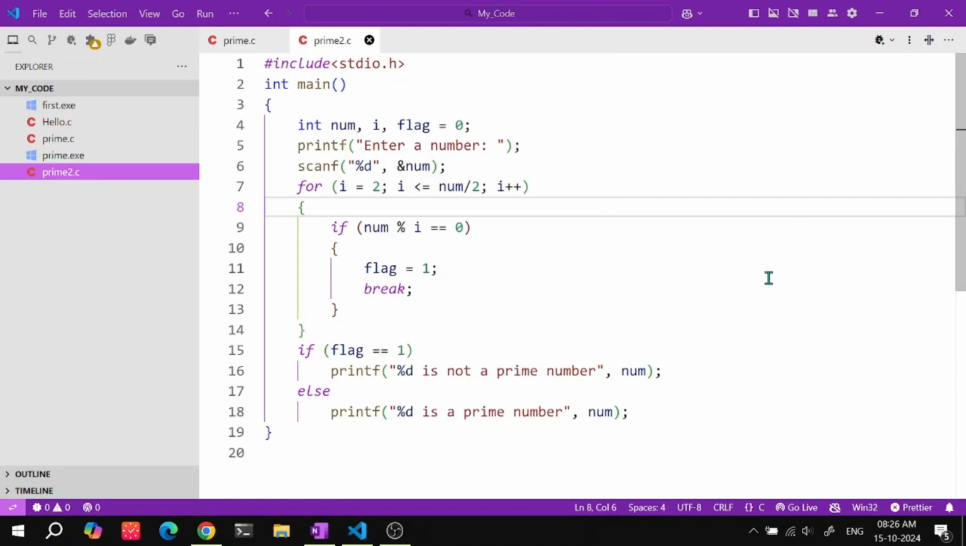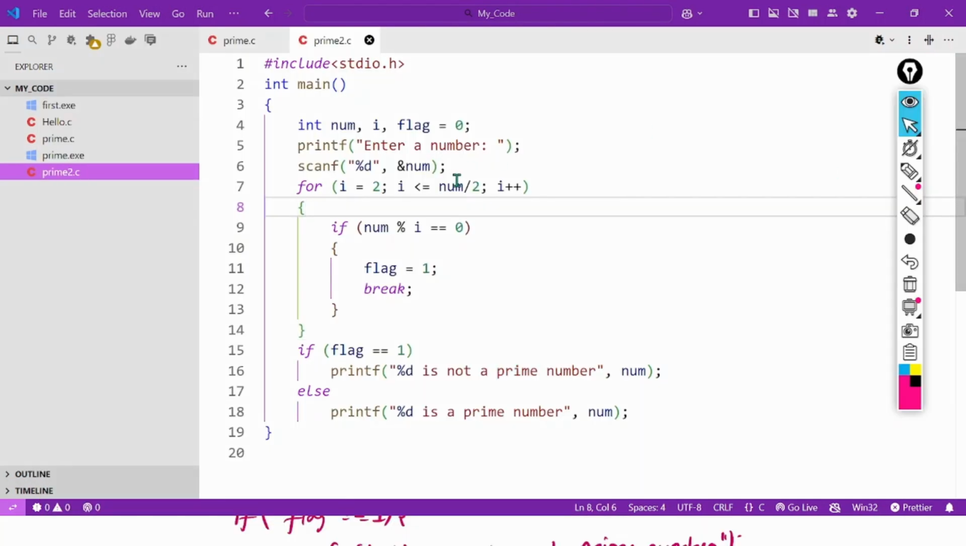Now let me explain this code once again. I have written int main. Here I have got a num. Either you can declare i here or you can directly write int i. Anything is okay, but before using i, you need to declare what i is. That is the important thing that you need to follow. Then a flag which is already initialized to 0. Now we will ask the user to enter a number.